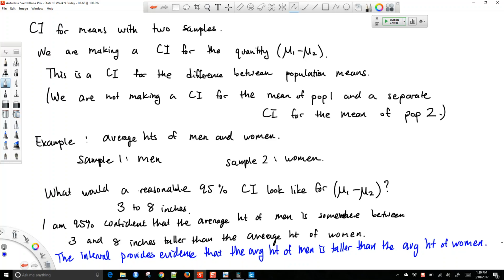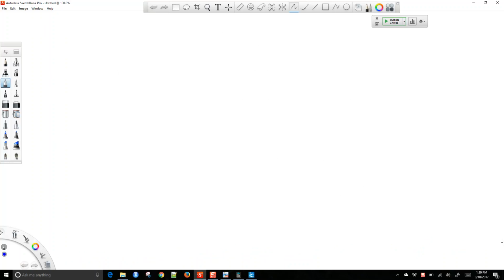Okay, what if we went to an elementary school, however? And we go to, I don't know, a 4th grade classroom, and we measure the heights of boys and the heights of girls. What do you think our confidence interval there would look like? 1 to 3 inches.